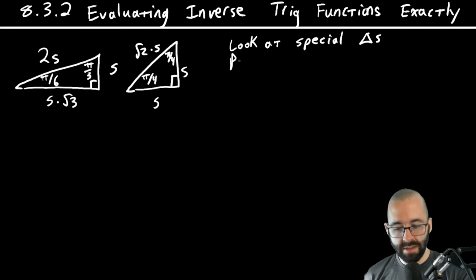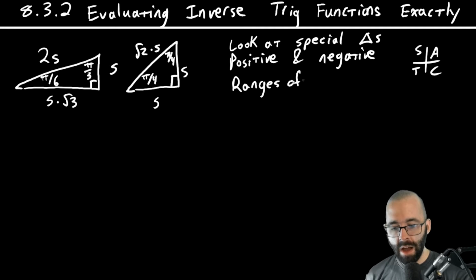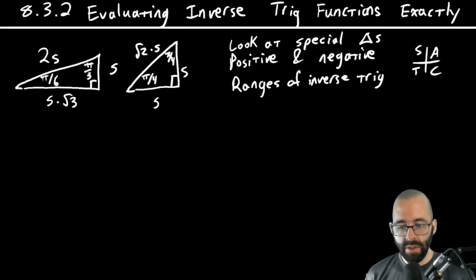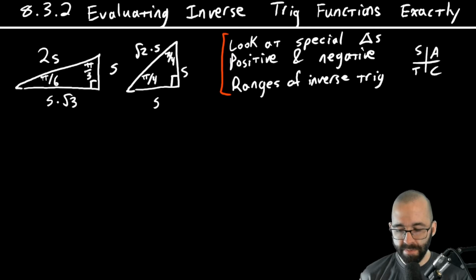Look at positive and negative. Remember, all squids train camels. Always save the cats. That was another good one I got. All right, and then always look at the ranges of the inverse trig as well. These are the kind of the three things that we're going to have to look at when solving these sorts of problems. All right, so let's just jump right into it.